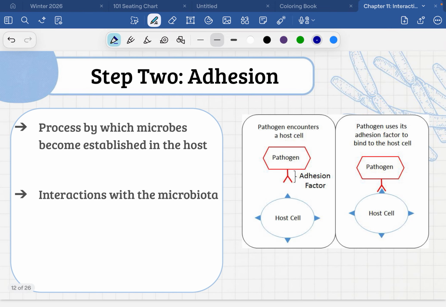All right. So step 2 is after you come in contact with the host, step 2 is sticking to it. Okay, so step 2 is called adhesion, which means the process by which microbes become established in the host. Basically means that they grab on and don't get kicked out by the immune system. It's the capability of pathogenic microbes to adhere to their portal of entry.